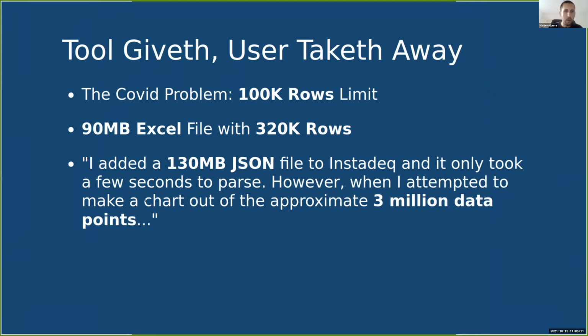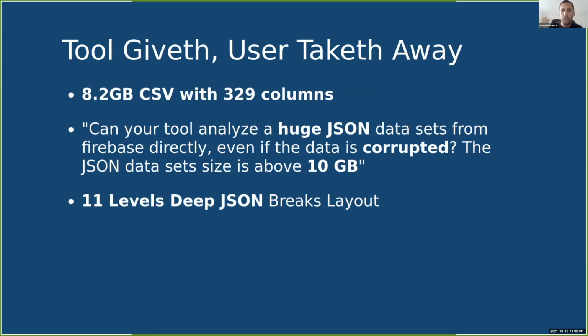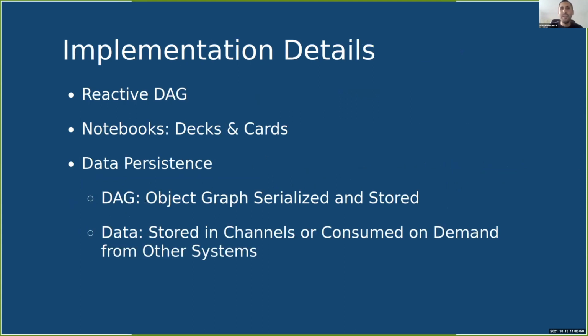Things we have seen, like with COVID, every day is a new data point or more data points. They ask us to lift the 100,000 rows limit to query results we have by default. People trying to drop a 90 megabyte Excel spreadsheet with 320,000 rows, or 130 megabyte JSON with 3 million data points. Somebody wanted to use Instadeq to explore an 8 gigabyte CSV with 329 columns. Somebody asking if they can use Instadeq to explore a corrupted 10 gigabyte JSON file, or somebody that has a JSON that is 11 levels deep and it breaks the layout of Instadeq. So you give it and they take it away.